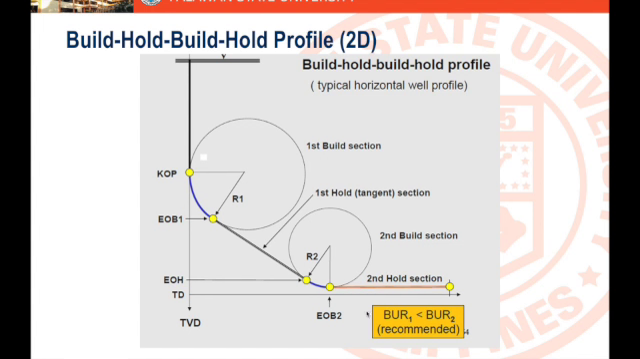So it is recommended that the build-up rate for your first build section is less than the build-up rate for your second build section.